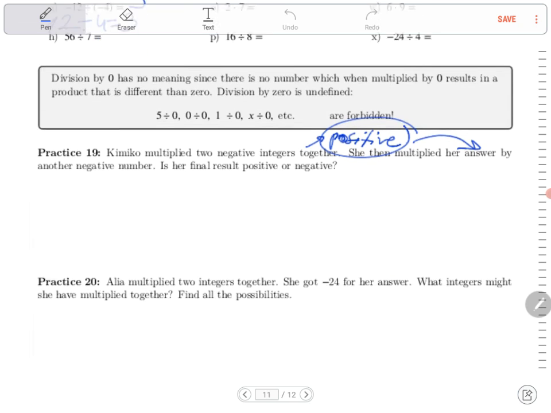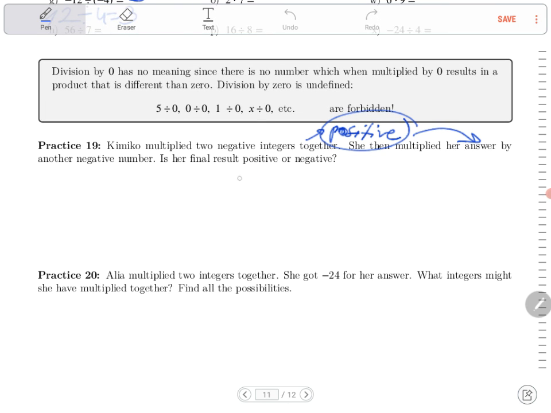So her final result is negative, because she multiplied two negative integers together and got a positive number. Then she multiplied that positive number by another negative number. Her answer then is going to be negative.